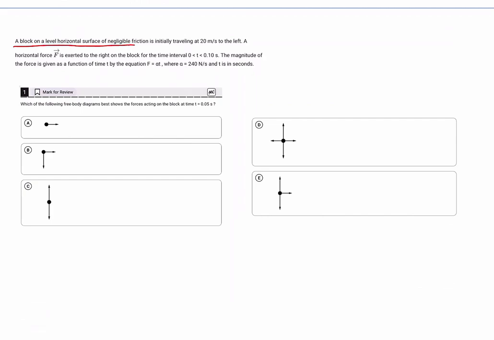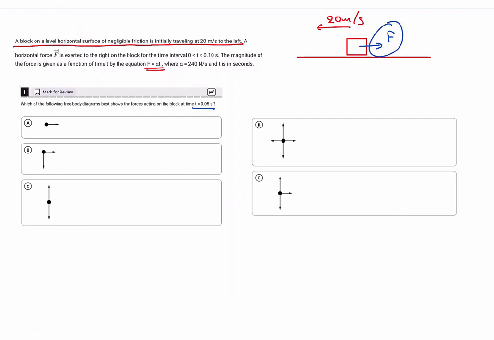We can continue with another question, where something is moving on a surface without friction, initially with a velocity of 20 meters per second to the left. So we have an object, a block, moving to the left with a speed of 20 meters per second. There is a horizontal force exerted to the right on the object for a short time, and the magnitude of the force is given by the equation F equals A times T. Again, there is a force applied to the object. And the question is, which of the following free body diagrams shows the forces acting at a certain time?